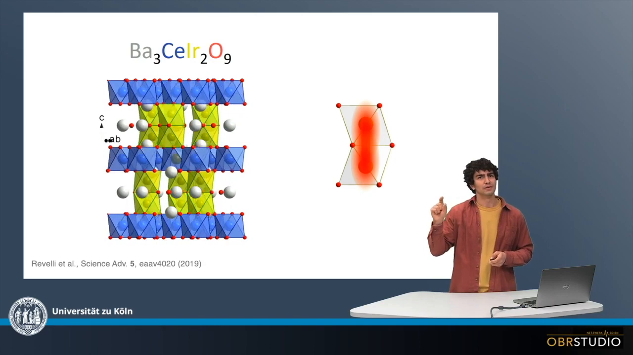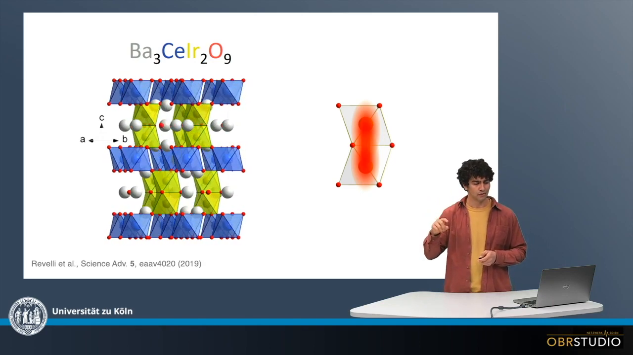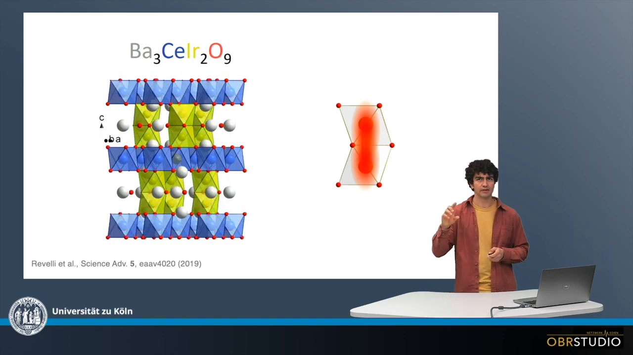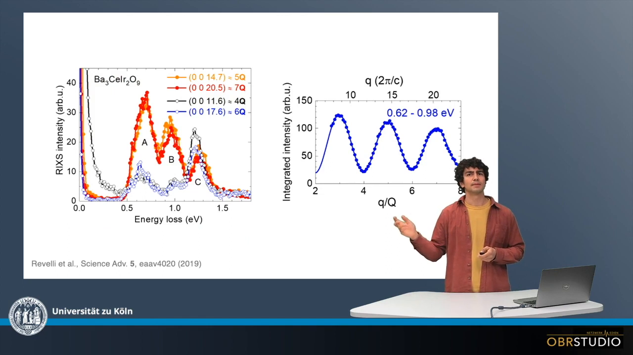and in this material there are two iridium dimers which are very close, and they are so close that the electrons are delocalized over the two sides. They form some kind of molecular orbital. Well, this is how a spectrum looks like.